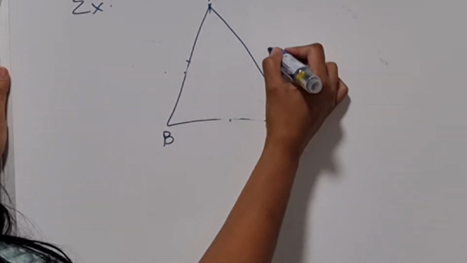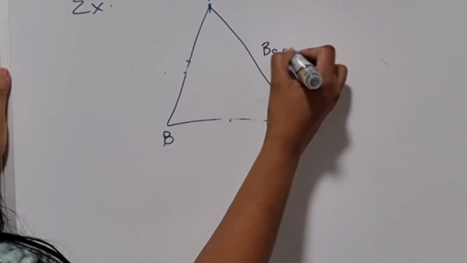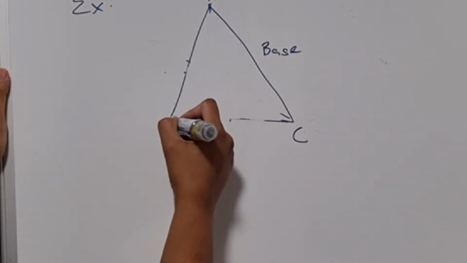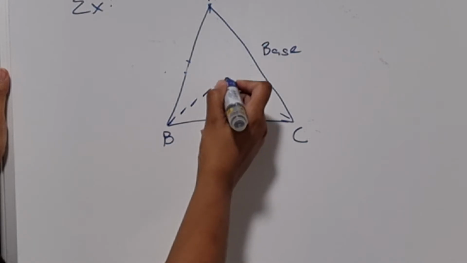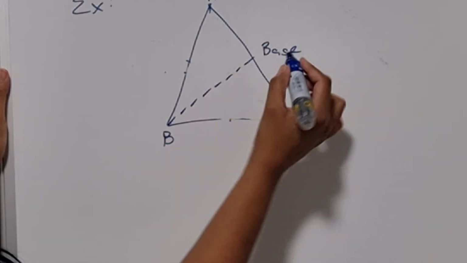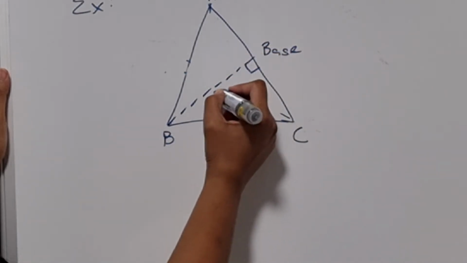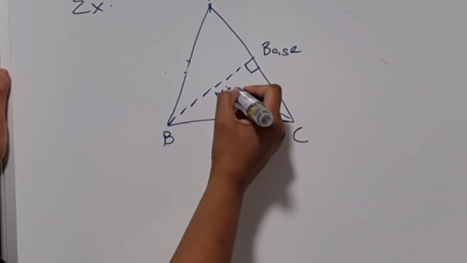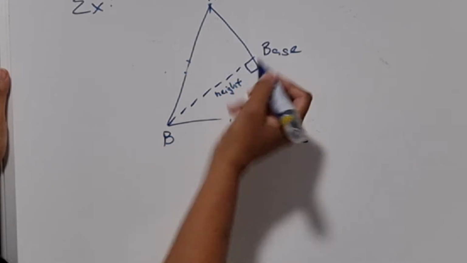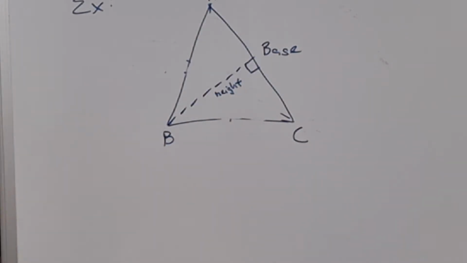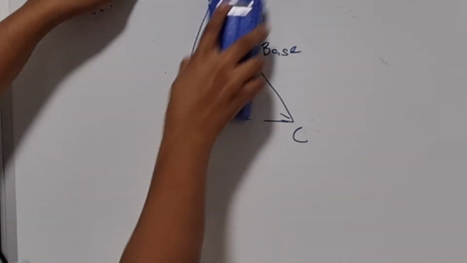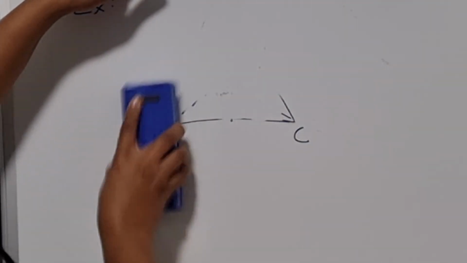And then if this is the base, then you draw a perpendicular line. So you can also use your set square to check if this is 90 degrees. And then this will be the height. Okay, so this is the base of triangles. So this is how you find the height.